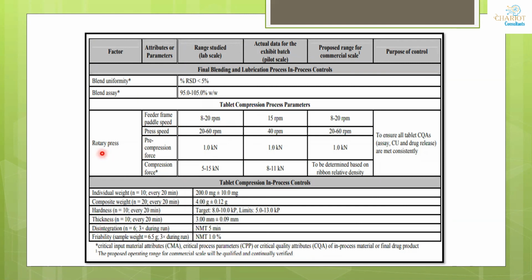So for example, the rotary press, I mean the compression machine, in which you said that in the lab batches you used 80 to 20 rpm, and between 80 to 20 rpm your product was able to qualify your critical quality attributes: your SA value, your CU values, your drug release values were consistent. So also in the commercial process, you can say that you can use 80 to 20 rpm, whichever you feel you have given here. The press speed, the pre-compression force, the main compression force, all those you will put in your control strategy for your future batches.